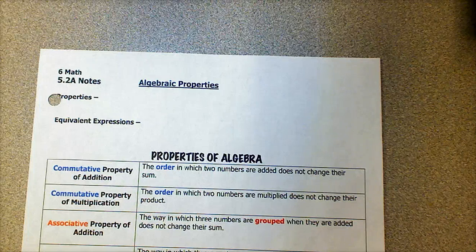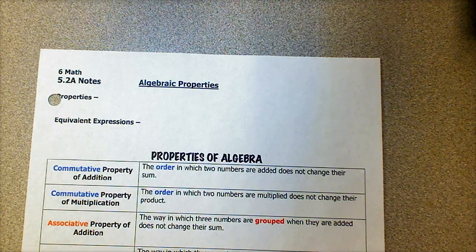Hey there, sixth grade. In this lesson, we're going to talk about some properties of algebra that you'll need to know for this year and going into Algebra 1 next year. All these properties describe the way numbers relate that you probably already knew, but maybe never really thought a lot about or gave a name to.